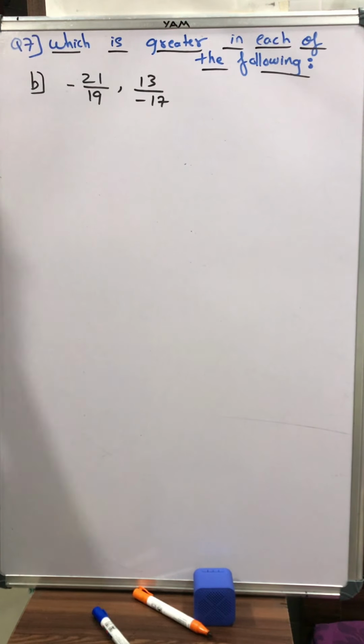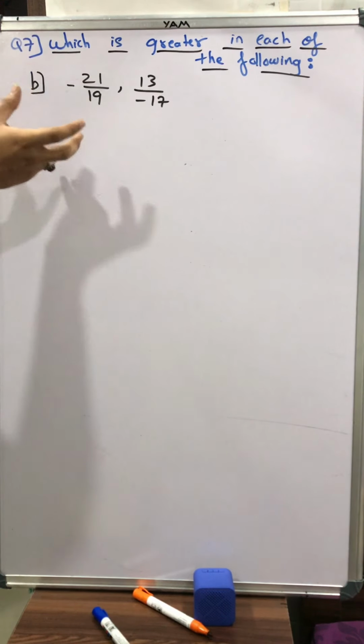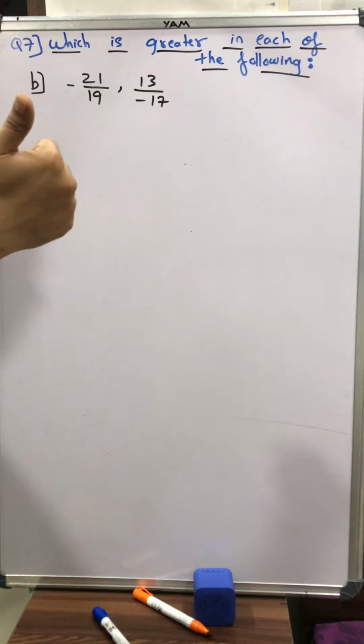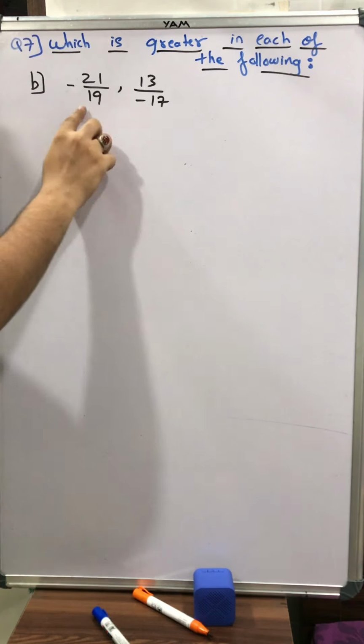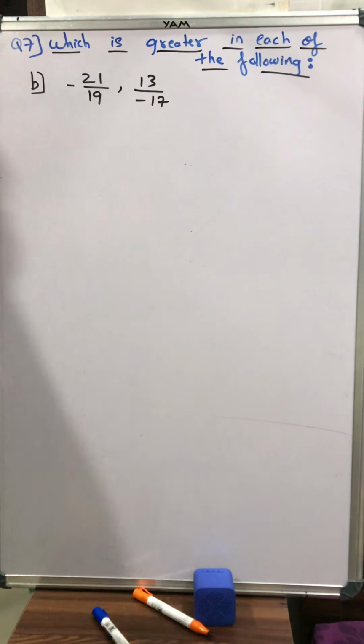Exactly the same question. No change at all. What we did in our previous question, the same thing we will be doing. Two fractions are given. We will first find the LCM of the denominators, because the common first step is to make the denominators the same. Then we can easily decide based on their numerators. Okay students, so let's start.